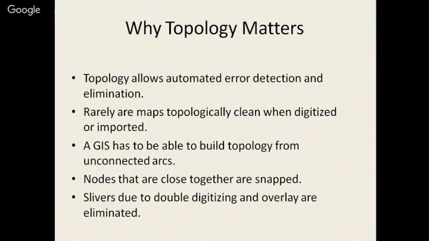A GIS has to be able to build topology from unconnected arcs and nodes that are close together. What topology does is snap the nodes together, and wherever there is a gap or an error, it closes them. And slivers are basically small areas that remain when we digitize or create boundaries, like when there is an overlapping of two lines. When we do double digitization, these are also automatically eliminated by the topology.